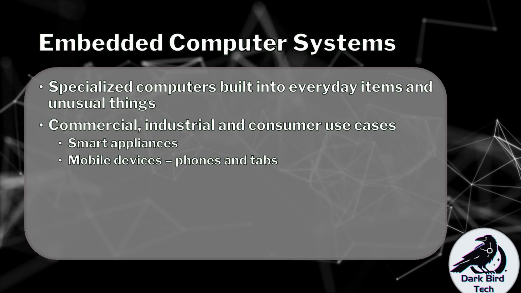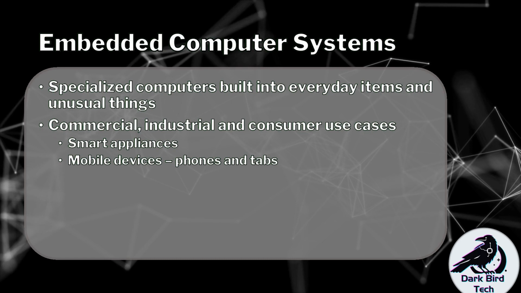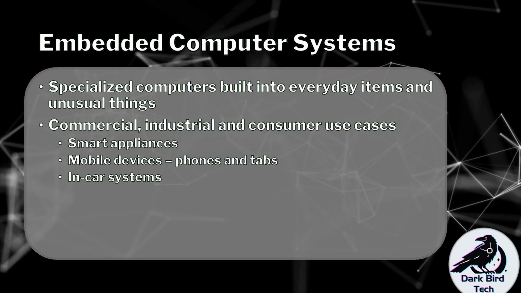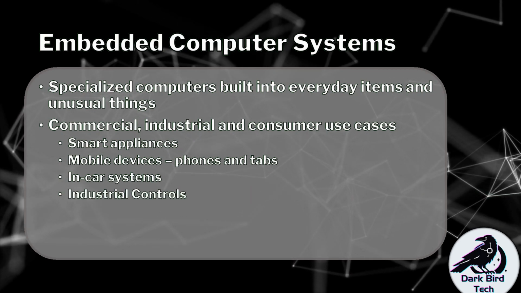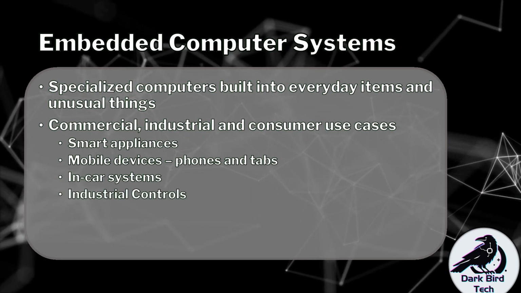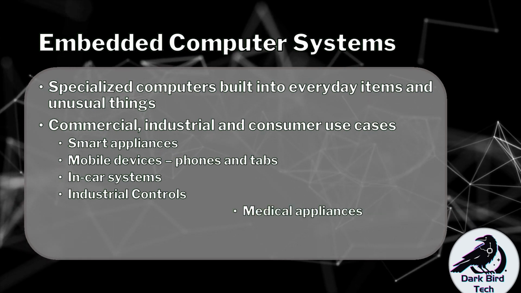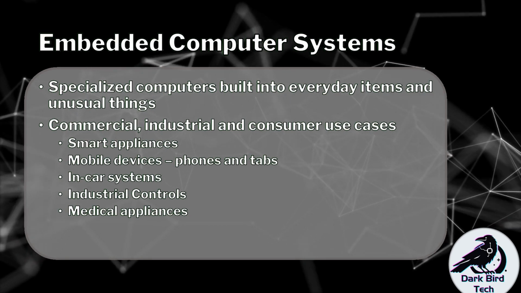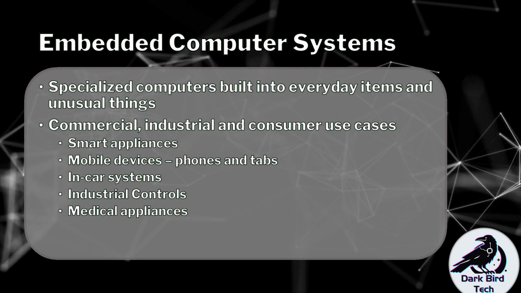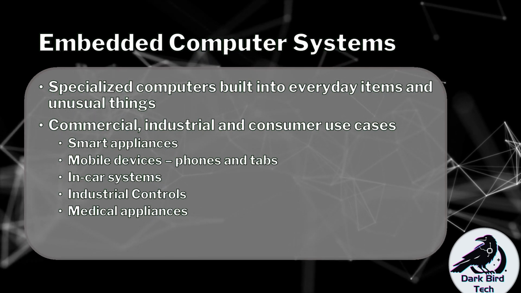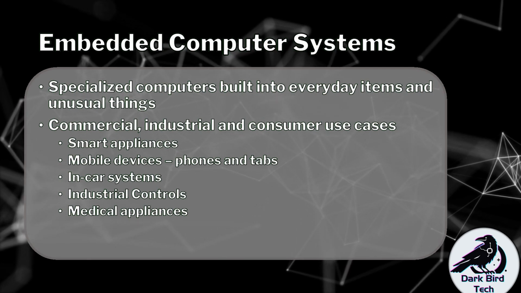I mean, think about it. Cell phones became smartphones when we started embedding proper computing capabilities into them. In-car systems or in-car infotainment systems, whatever they're going by, doesn't matter. Industrial controls to manage things in factories and production plants and stuff like that. Medical appliances, building automation, stuff like that. So that's the idea of an embedded computer system, where a computer is built into something that is not really a computer, but does benefit from being computer controlled or computer enabled.